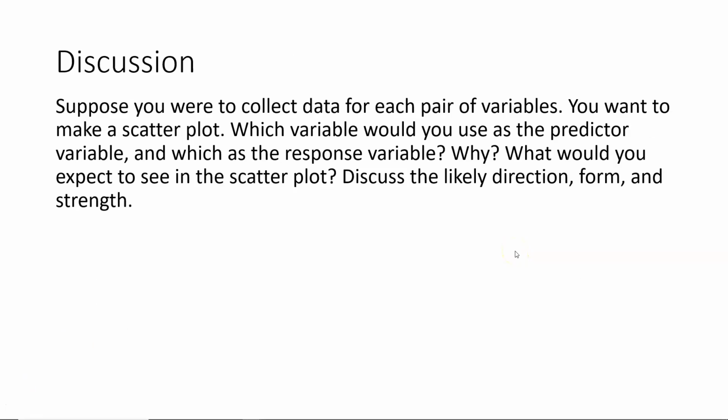So let's go through some examples in which we have collected data for each pair of variables that we will look at. We want to make a scatter plot. Which variable would you use as the predictor variable and which as the response variable, and why? What would you expect to see in the scatter plot? Discuss the likely direction, form, and strength.